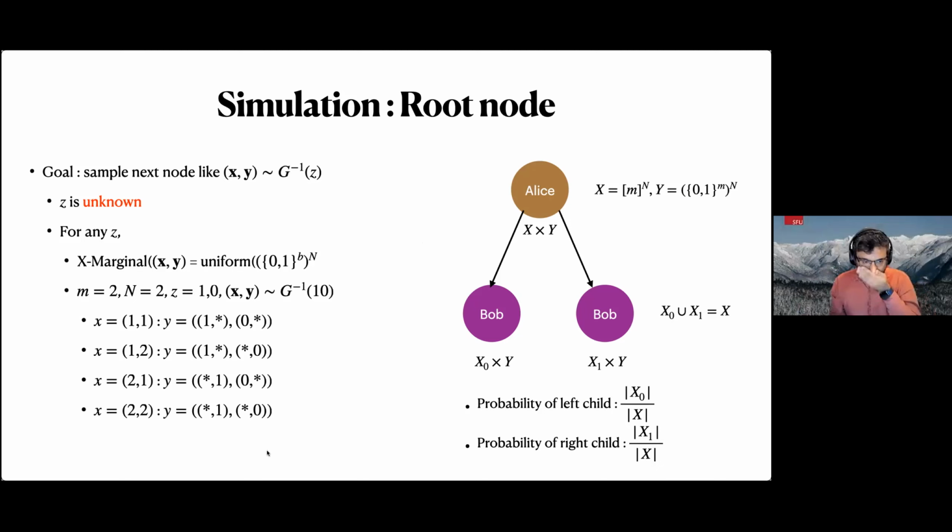But we don't know what z is. But if you look at the index gadget and at any z, I claim that for this particular distribution, XY from G inverse of z, the X marginal of X comma Y is just uniform on [M]^n. Sorry, this should not be 0, 1.